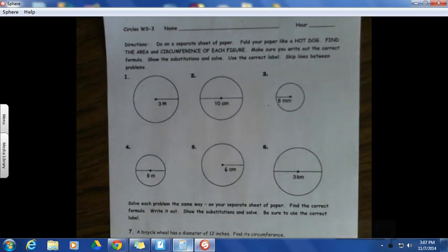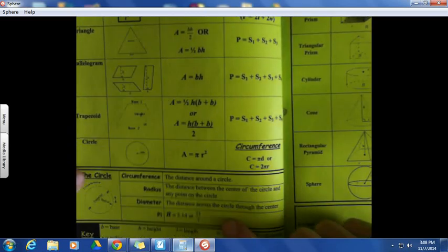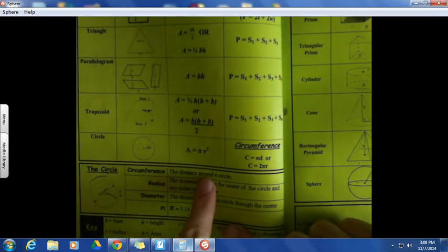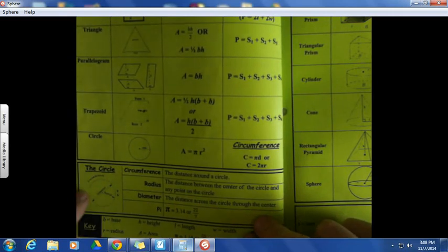Last video we talked about how to find the area of a circle. Now we're going to talk about the circumference, or the distance around the circle. You can think of circumference as the perimeter of the circle. So let's look at our cheat sheet book here. Circumference, the distance around a circle. Again, it's like the perimeter. It's going around, we're not covering.